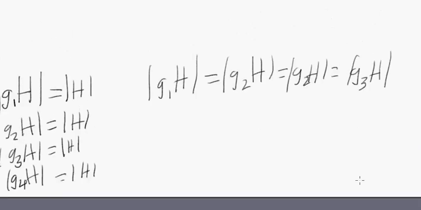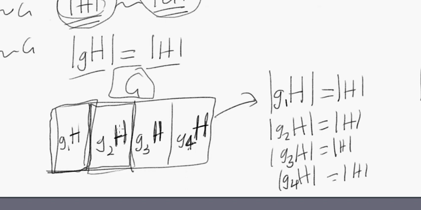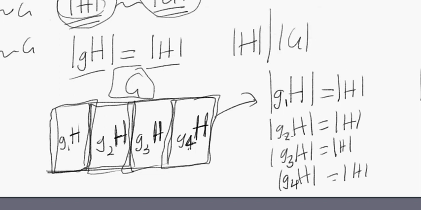So maybe that will lead us to the following conclusion: if we get a group G and we can break it up like this, some elements of G come over here and there are cardinality of H of them, the other elements of G come into this box and there are cardinality of H of them, the other elements come into the next box, cardinality H of them, and the other elements come into this box, cardinality H of them, maybe we can conclude that the cardinality of H divides the cardinality of G. Maybe we can conclude this.